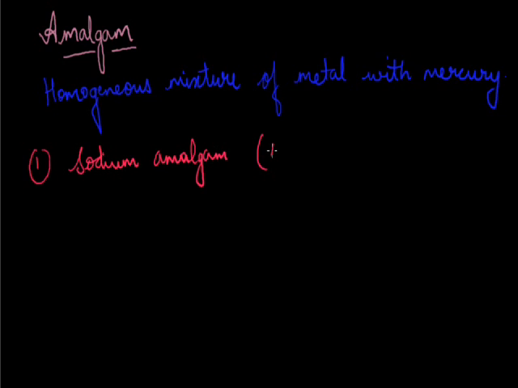It's written like this: the symbol of sodium and the symbol of mercury, shown by a dash, denoting sodium amalgam. It is used to decrease the chemical reactivity of sodium metal, and so it is also said to be a good reducing agent. So it is used where we need a reducing agent. So sodium amalgam is used as a reducing agent.